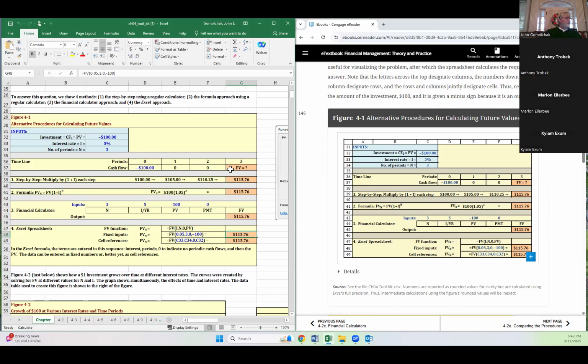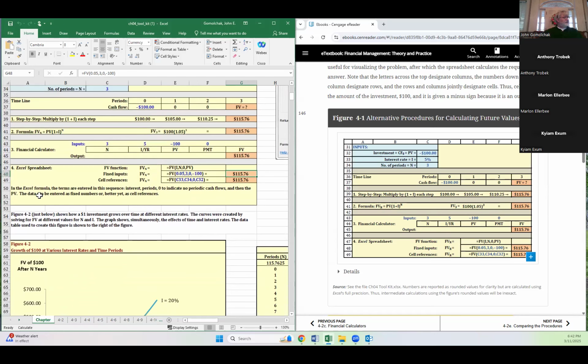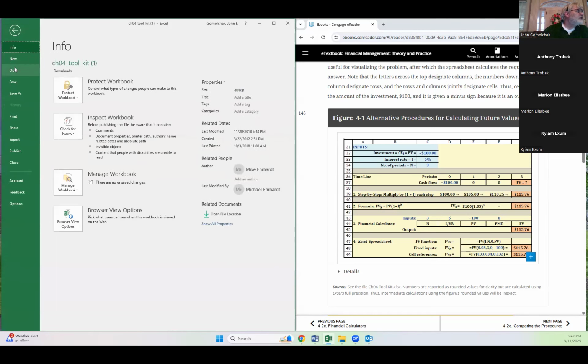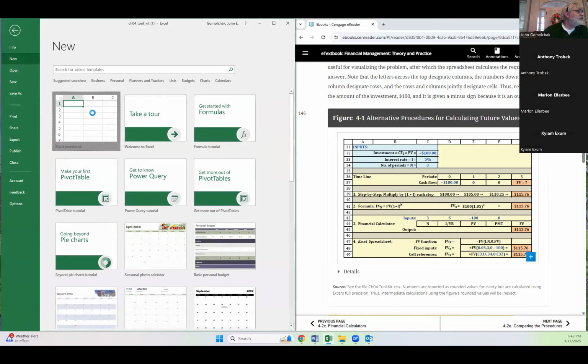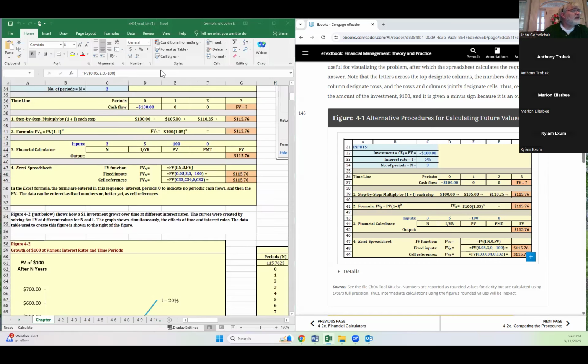So here's their step-by-step. There's their formula. There's the financial calculator. Let's go to the spreadsheet now. Okay, so the FV function is what we're looking for, the future value. Now, what I want to do is create a blank spreadsheet. I'm just going to open up a new blank spreadsheet and drag it over here just to have it available.